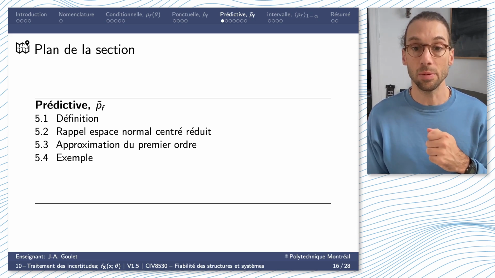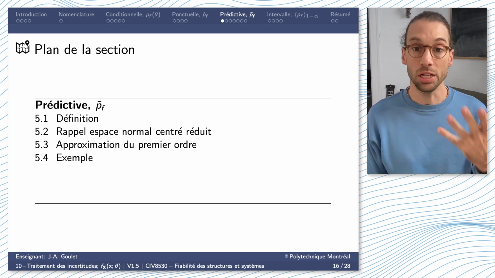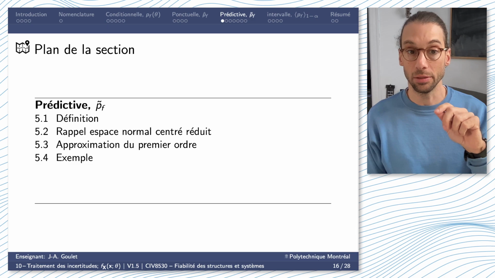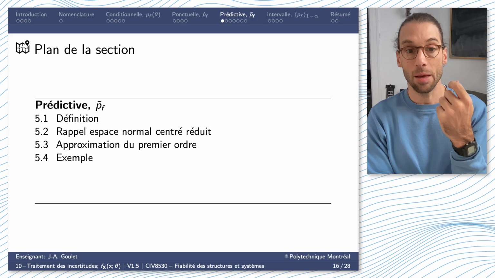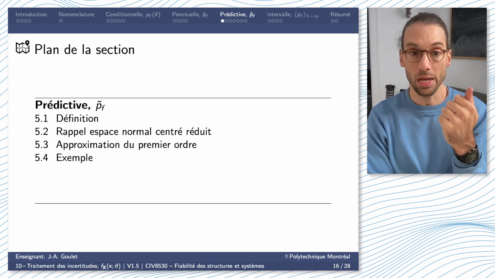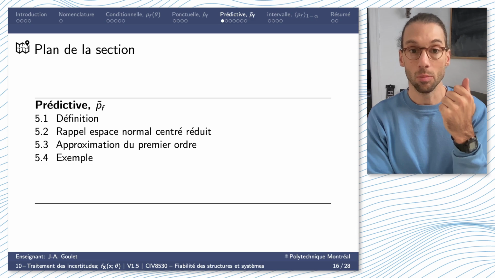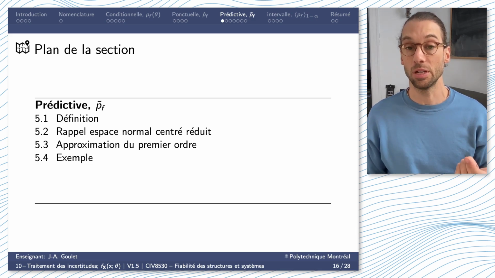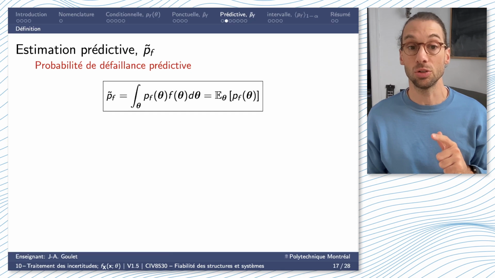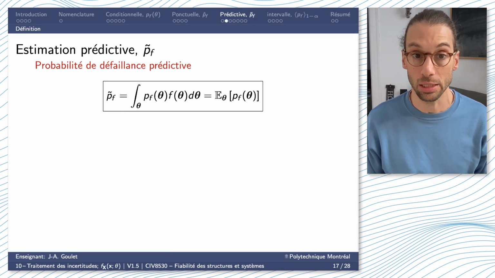So point estimates were PF hat, predictive estimates are PF tilde. Okay, we're going to look at a little recap on the standard normal space. We're going to look at how we can build our predictive estimate using a first order approximation. And we're going to review the same example we've been seeing since the beginning of the module to see how we can improve our approximation of PF to account for the uncertainty about the parameter theta.